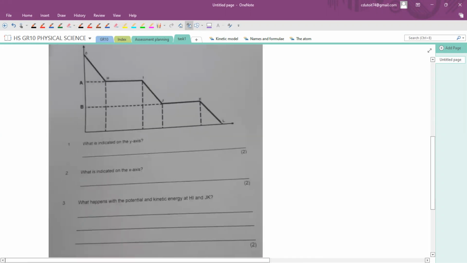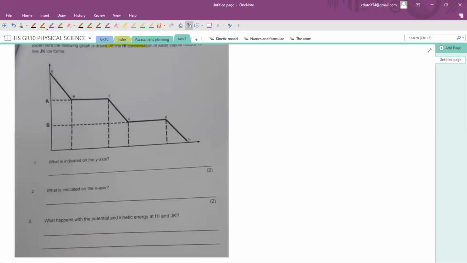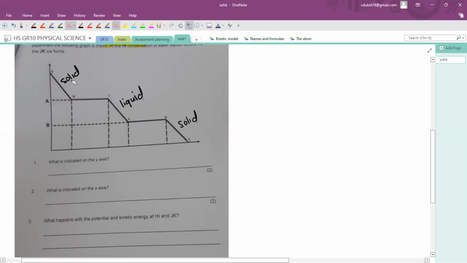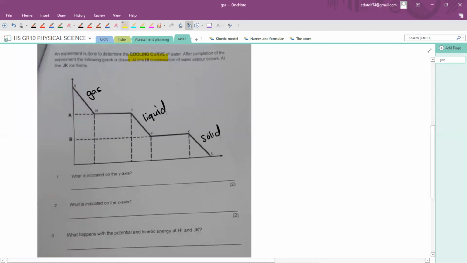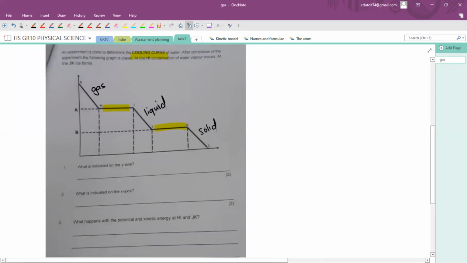So let's fill in the values. We're not going to answer all those questions, we're just going to fill in the values. So this is a solid here, this is a liquid, and this is gas. No, I'm lying. This is a solid here. This is when the water vapor is in vapor form, or a gas. Then these two yellow areas are where the transition between a gas and a liquid takes place. And between J and K, there's a transition between a liquid and a solid.